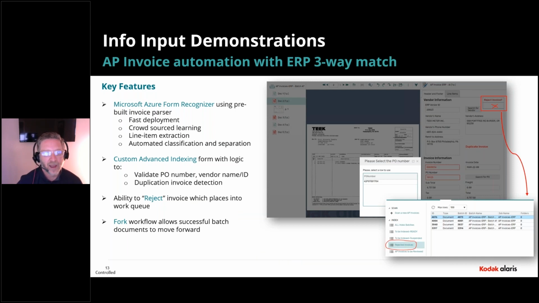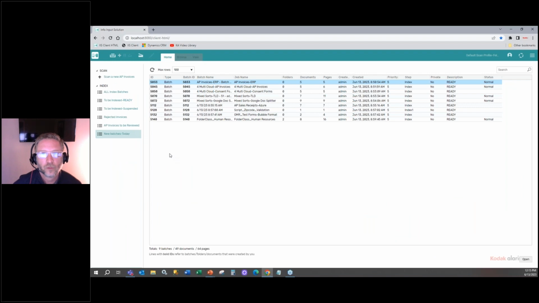There are a lot of ways that can happen, but with our ability to use what we call custom queues, you can see in the screenshot below, rejected invoices, items that need attention, we can look after using this solution.